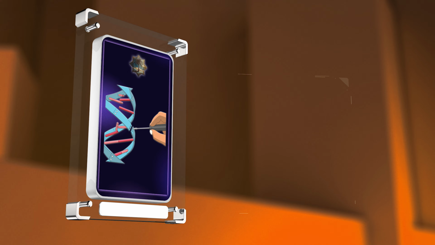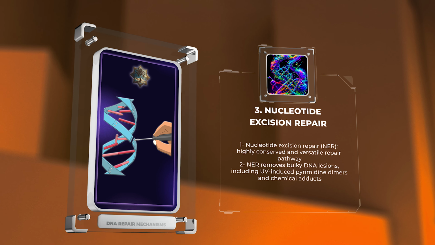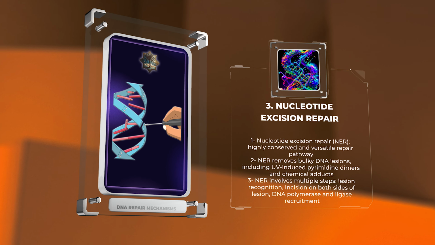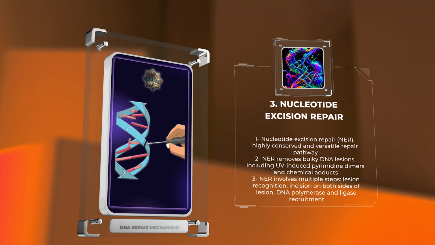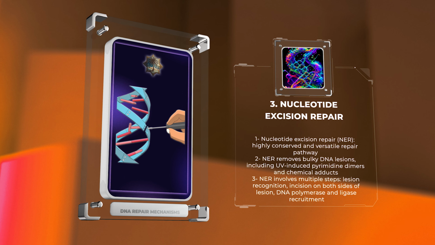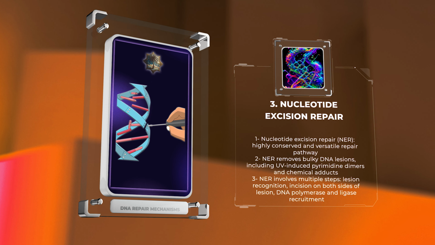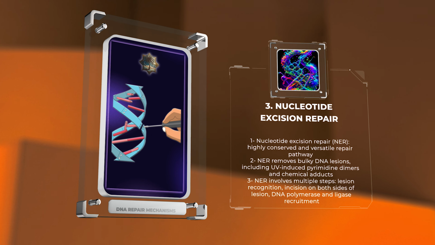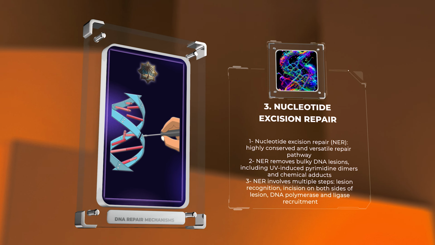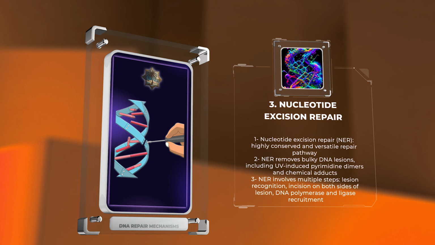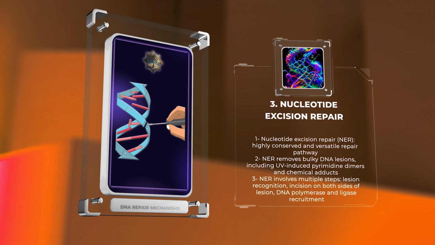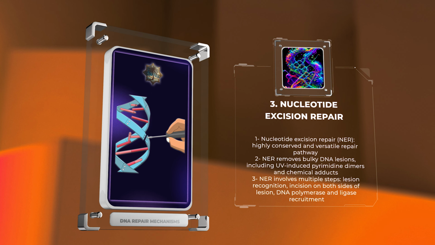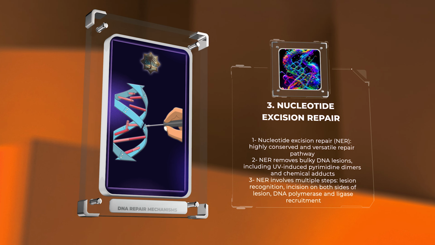Nucleotide excision repair, NER, is a highly conserved and versatile repair pathway responsible for the removal of bulky DNA lesions, including UV-induced pyrimidine dimers and chemical adducts. NER involves multiple steps, starting with lesion recognition by a complex of proteins, including XPC and XPA. The damaged strand is then incised on both sides of the lesion by endonucleases, followed by the recruitment of DNA polymerases and ligases to fill the gap. NER is crucial for the maintenance of genomic stability and the prevention of UV-induced skin cancers.